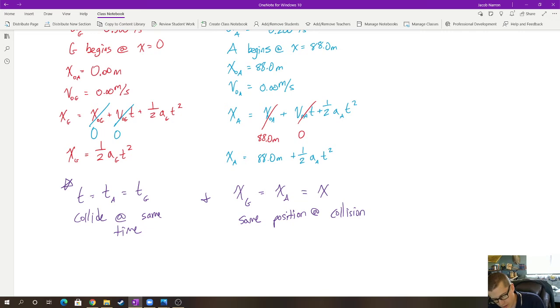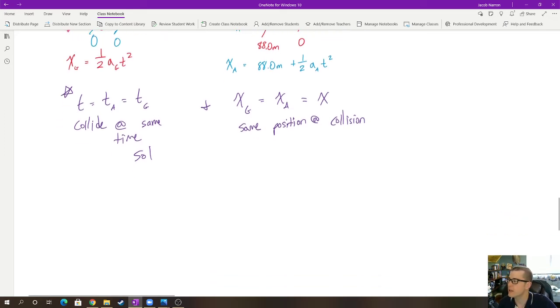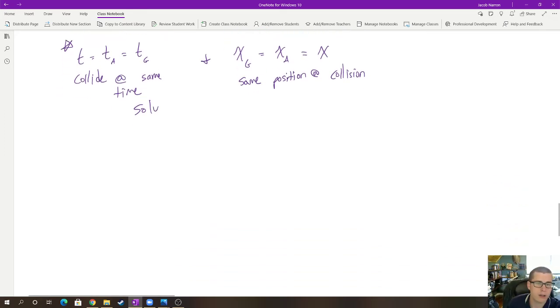Solve both for t, and then we can set them equal to one another, okay? So we're going to solve both for t, and then we're going to set them equal to one another. Let me let OneNote catch up real quick, and then I'll show you.